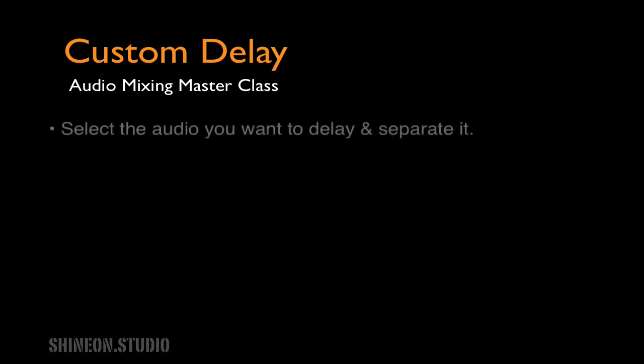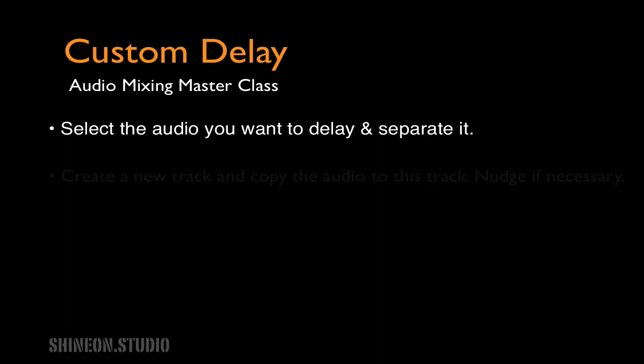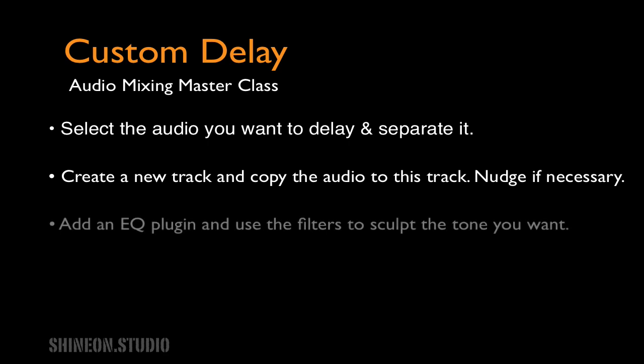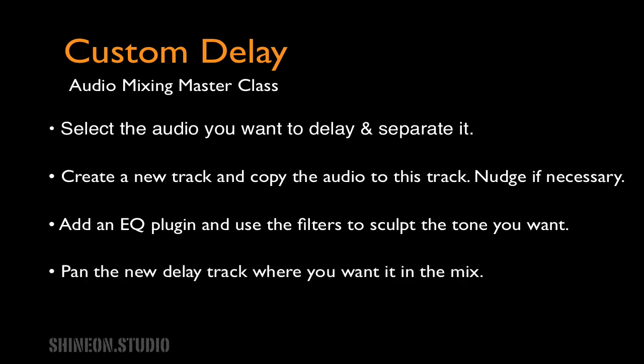So let's review how to create your own delay. First, find the selection of the audio that you want to use for the delay and separate it. Create a new track and move that audio down onto the new track. It's best to copy it if you want to try to create an echo. Place this audio where you want it. If you need to use the nudge feature, go ahead and set that up. Add an EQ plugin and filter out the lows and highs if you want to try to give it that radio effect. Then you can pan it off to one side and give it more of an echo feel.